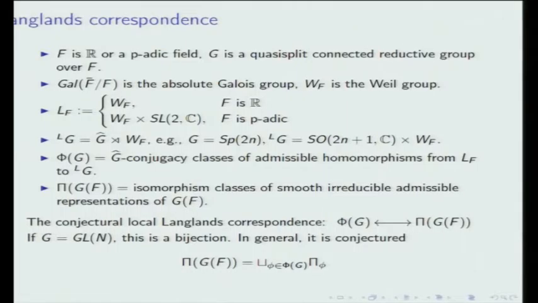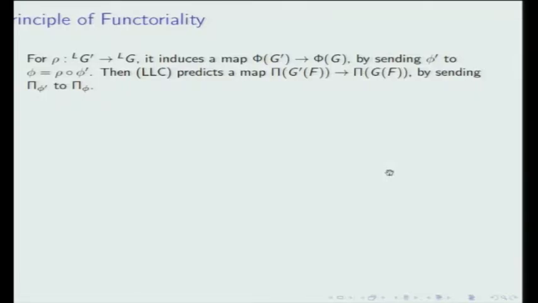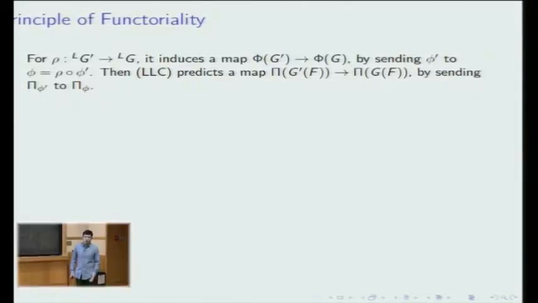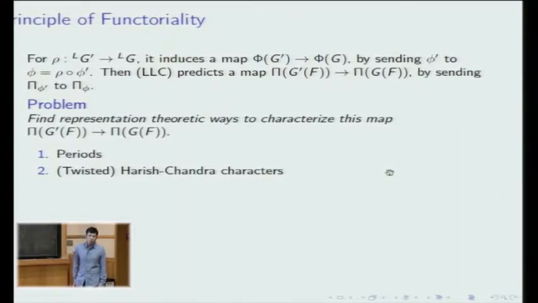But for this talk, I want to view endoscopy theory as a special case of the principle of functoriality. So suppose you have two reductive groups, G prime and G, and you have an L-homomorphism from LG prime to LG. Then it induces a map on the parameters from G prime to G. And the local Langlands correspondence predicts a map from representations of G prime to representations of G. So a natural problem is to find a purely representation-theoretic way to characterize this map.